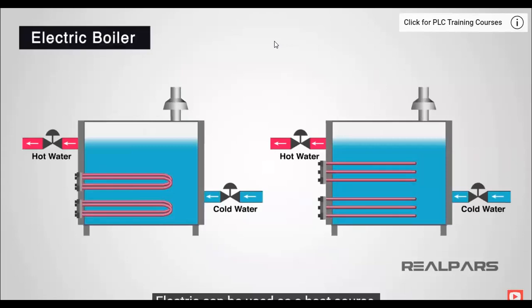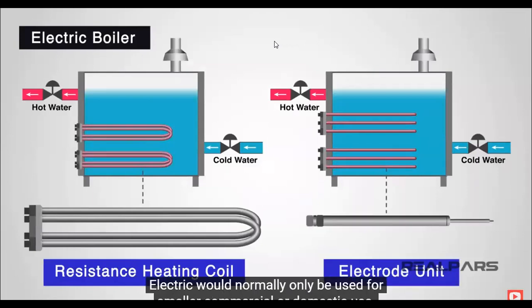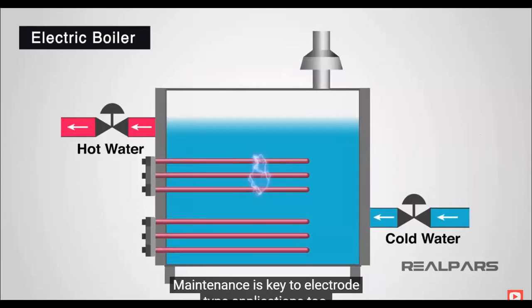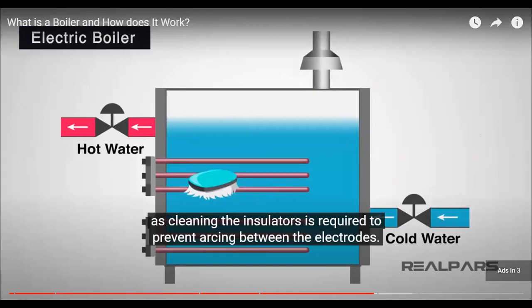Electric can be used as a heat source, either by resistance heating coils or electrode units. Electric would normally only be used for smaller commercial or domestic use. Electrode-type applications require very high water quality and conductivity to work effectively. Maintenance is key to electrode-type applications too, as cleaning the insulators is required to prevent arcing between the electrodes.